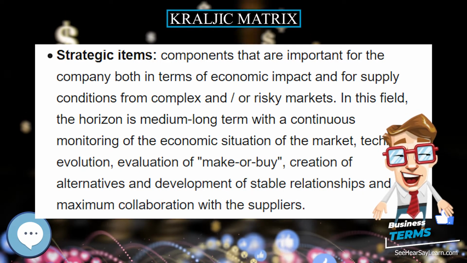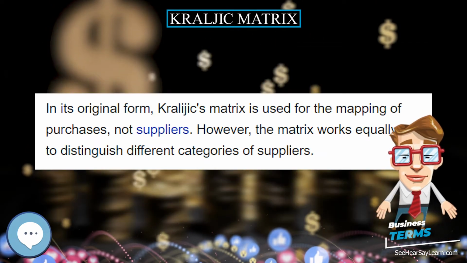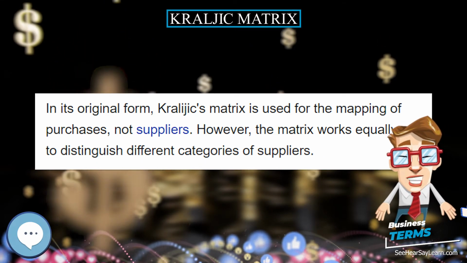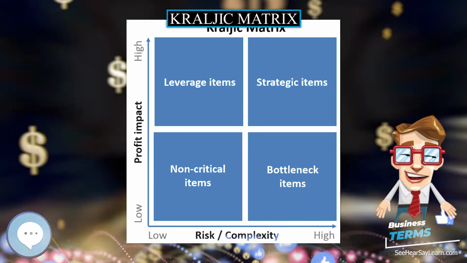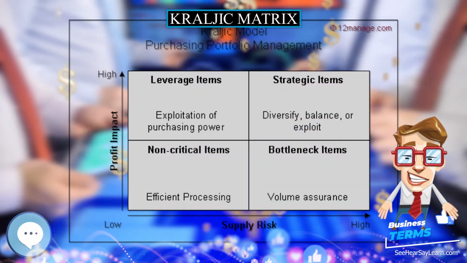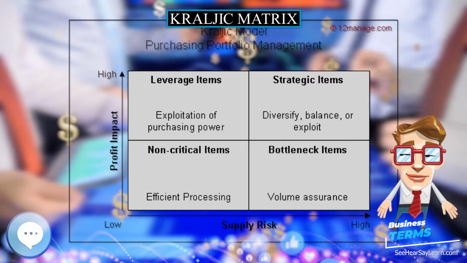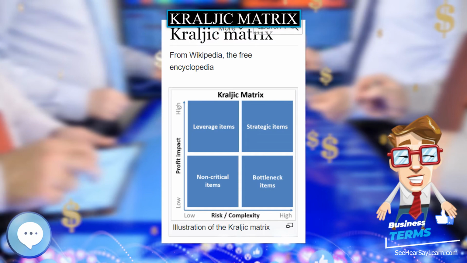This subdivision allows the company to define the optimal purchasing strategies for each of the four types of purchases or suppliers. It is named after Peter Kraljic, who first formulated the model in an article published in the Harvard Business Review in 1983. Overview. The Kraljic matrix defines the following types of articles.